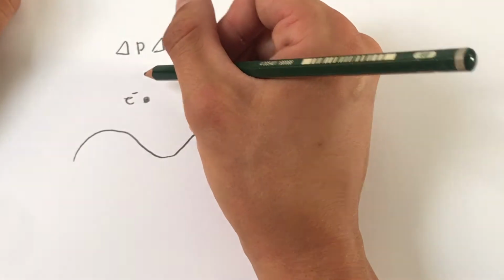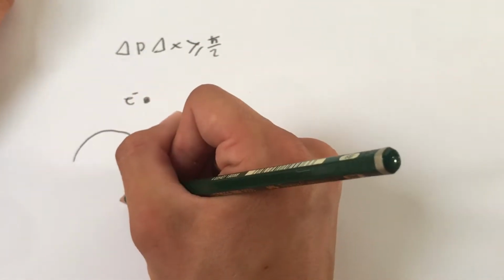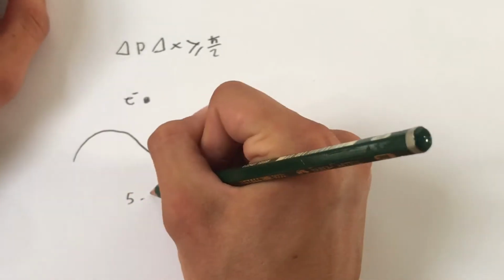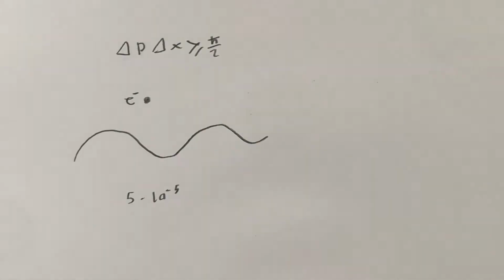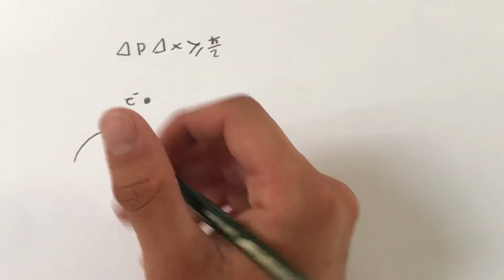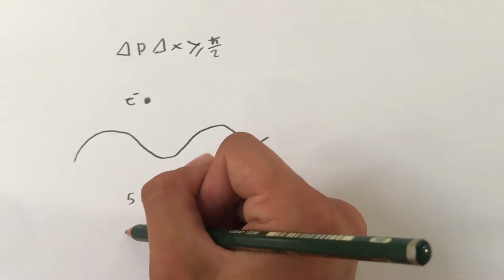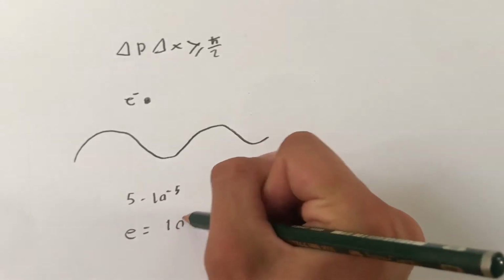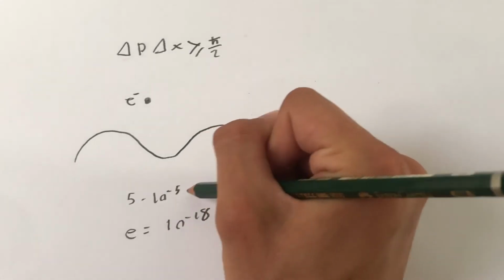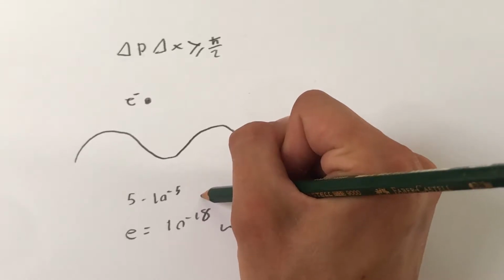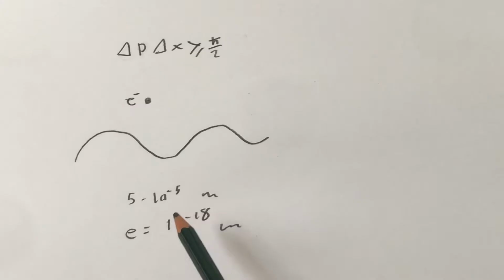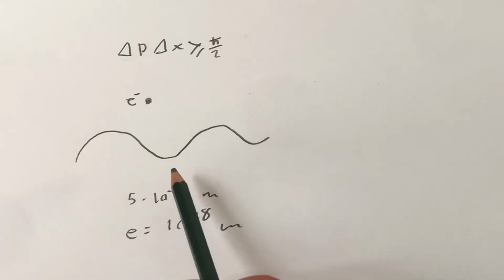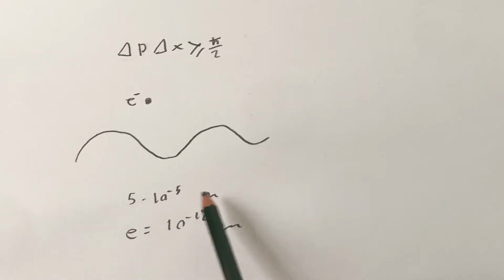So light has a general wavelength of about 5 times 10 to the minus 5 meters. And an electron here has a wavelength of about 10 to the minus 18 meters. So in order to measure it, you need to reduce this wavelength, make it smaller.